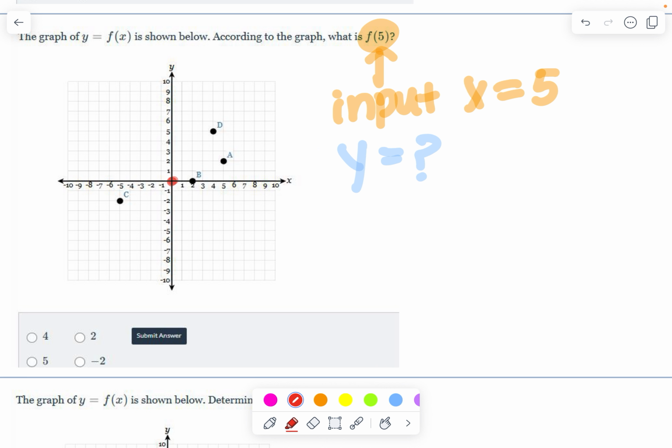Let's start by going to the origin. Since the input is positive 5, or x is positive 5, we're going to go 5 units to the right over here and look up and see if there's any points corresponding to x equals 5, which there is. It's point A right here. We need to give the y value though, and if we look on the y-axis, y equals negative 2, so we would select negative 2 as our output. When we plug in 5, we get out negative 2.